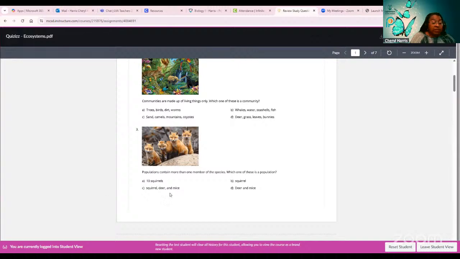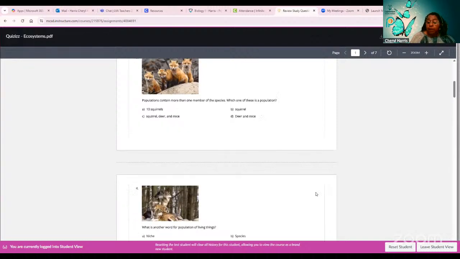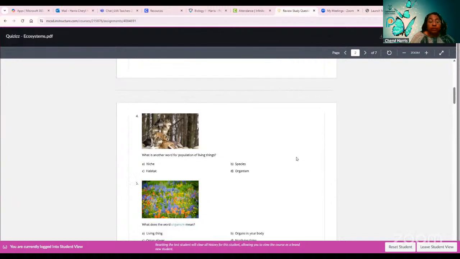Okay, Malia says it's A, and that's right. You have squirrels, and just one kind of species is a squirrel, but you got 10 of them, as opposed to the other ones that have mixed groups, and B is just one squirrel. So one squirrel is not a population. So 10 squirrels is a population. Okay. All right. So that one is correct.